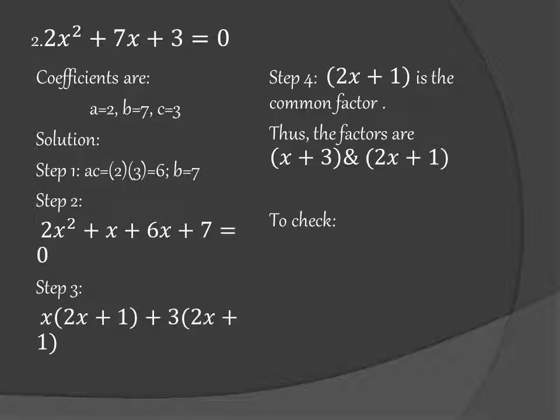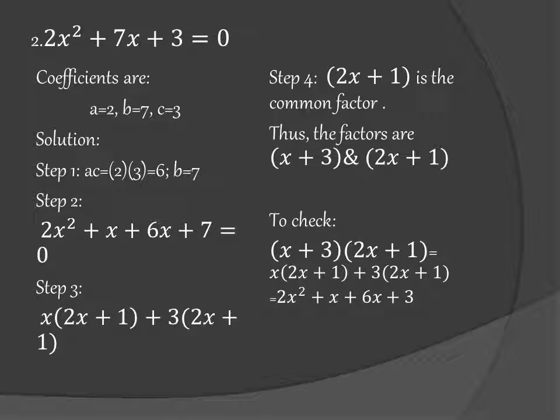To check if we got it right, let's try to multiply x plus 3 and 2x plus 1 to see if it will be equal to 2x squared plus 7x plus 3. So, x times the quantity 2x plus 1 plus 3 times the quantity 2x plus 1 is equal to 2x squared plus x plus 6x plus 3. And combining similar terms, we have 2x squared plus 7x plus 3. So, we are right.